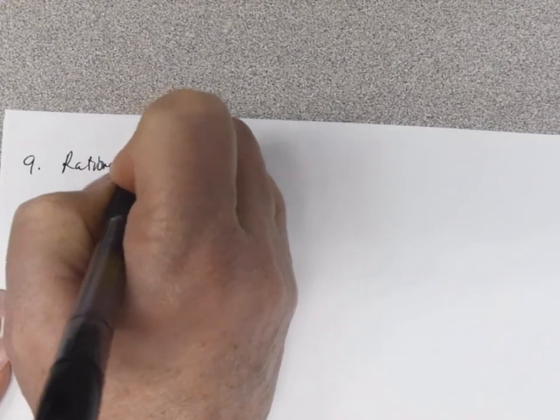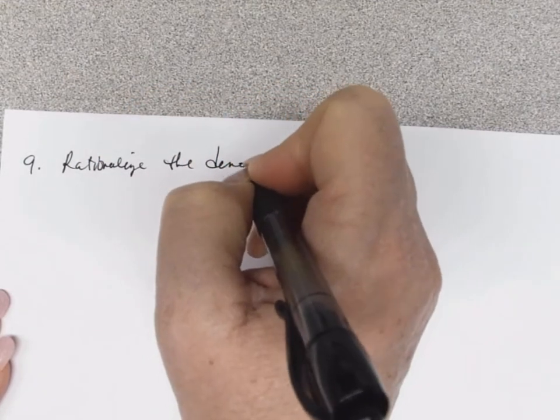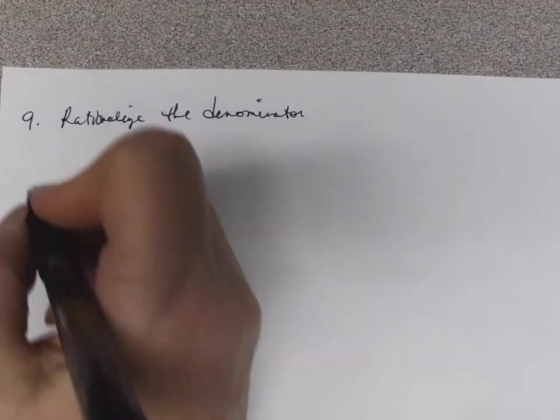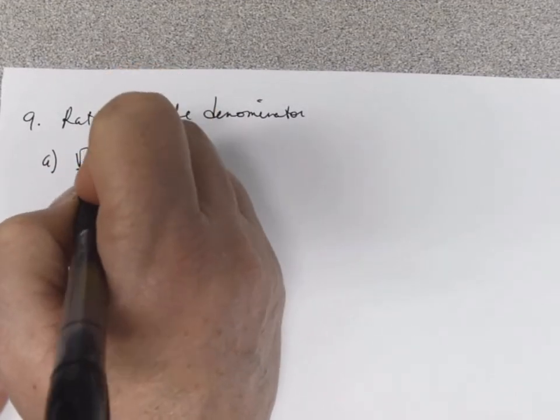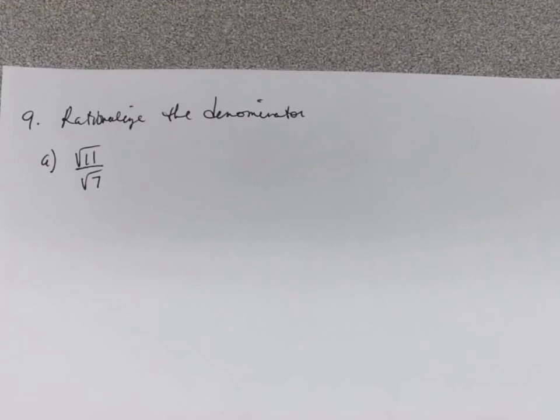All right, let's go look at number 9. So for number 9, we are going to rationalize the denominator. So with rationalizing the denominator, part A, we have the square root of 11 over the square root of 7. So rationalizing the denominator means we don't want radicals in our denominators. So we're going to do what we need to get this, in this case, a perfect square. If it was a cubed root, we do a perfect cube.